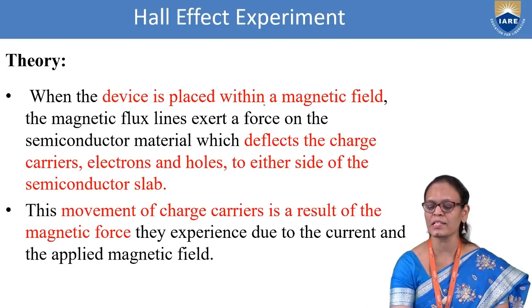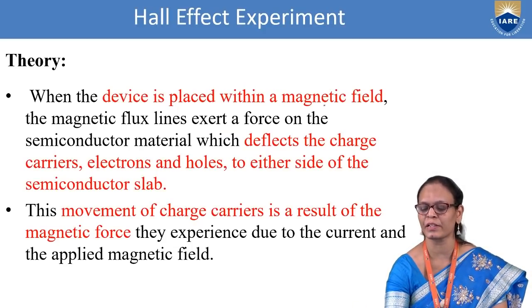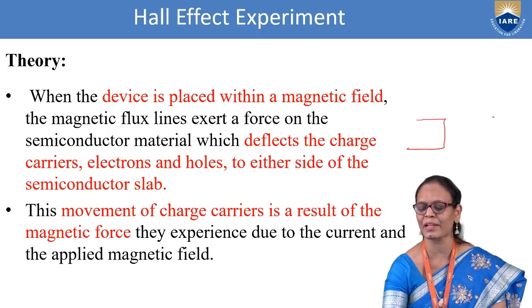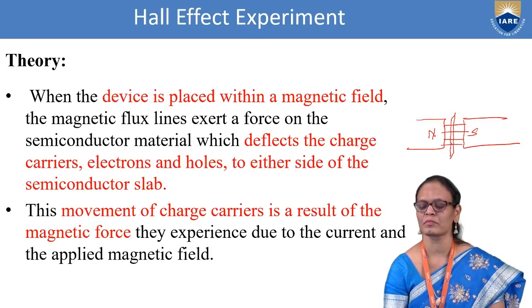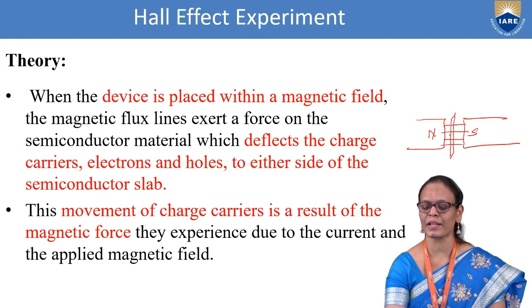Now, when this device is placed in a magnetic field, we are using these 2 magnets. Because of the opposite poles, a magnetic field is produced in between the 2. Now, we are going to keep this specimen here in between the 2 magnets.